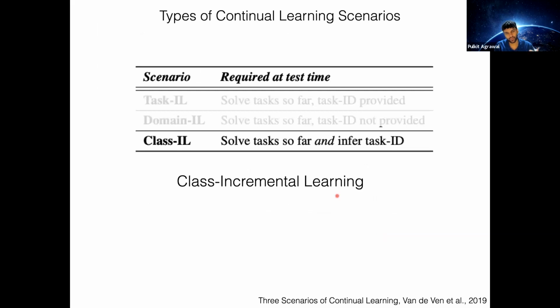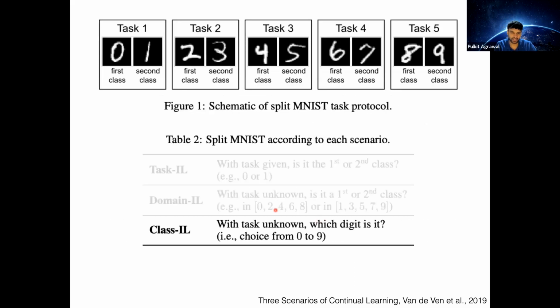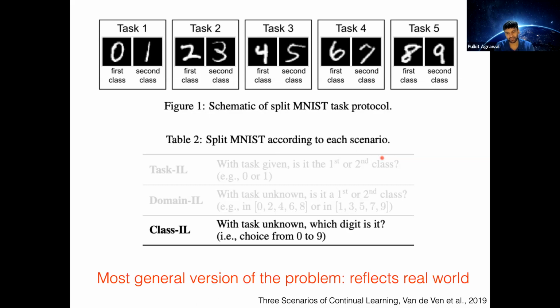A third scenario is where I need to solve the task, but also tell you which environment I am in. So it's like finding both the goal and which environment the agent is in. For example, over here, I need to tell you what digit I have. Is it 0, 1, 2, 3, up till 9? So this ends up being the most general version of the problem.